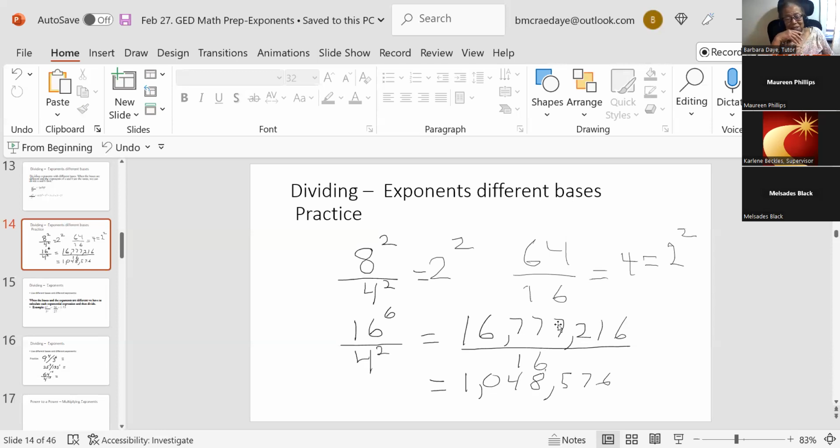One million forty-eight thousand five hundred seventy-six. I forgot, we multiply the 4, 4, 4, 16. So that's the answer. 16 to the 6th, divided by 4 to the second, is equal to this big number here, 1,048,576. Questions?